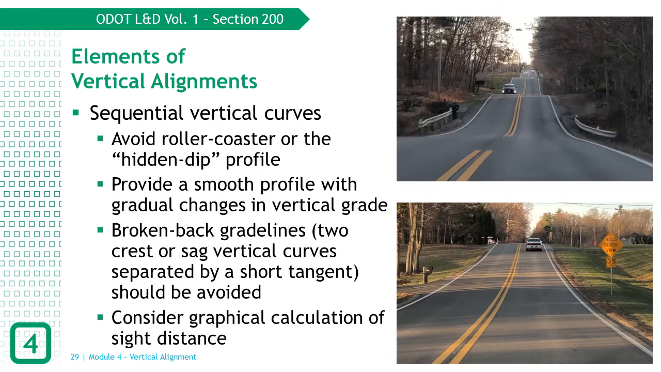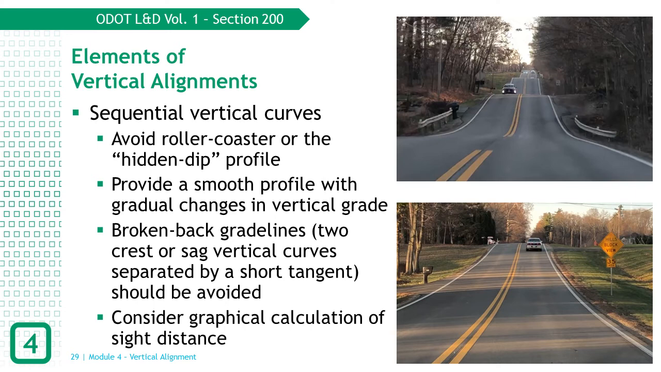It is important to avoid the roller coaster profile that can often hide obstructions between vertical curves. Designers should provide as smooth of a profile as possible using gradual changes in vertical grade. Similar to horizontal alignments, short tangents between the same types of vertical curves should be avoided.